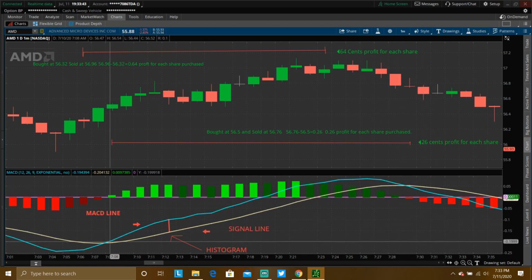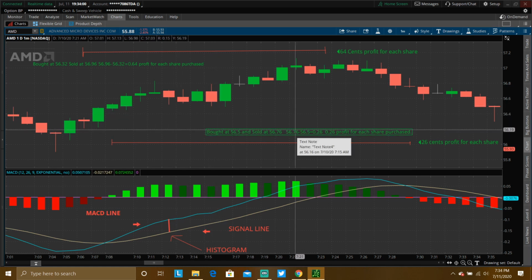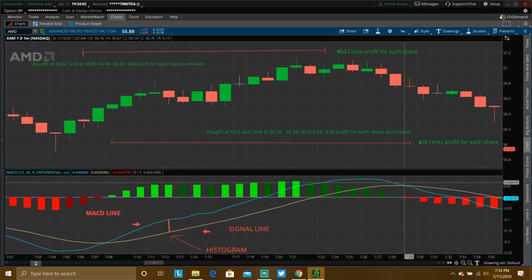Now, if we were to do that, we would have to buy right here at 708, and the middle price at 708 is about 56.50. So we would guess that we bought it right here, and if we were to sell when the MACD line goes below the signal line, we would sell it somewhere right here.